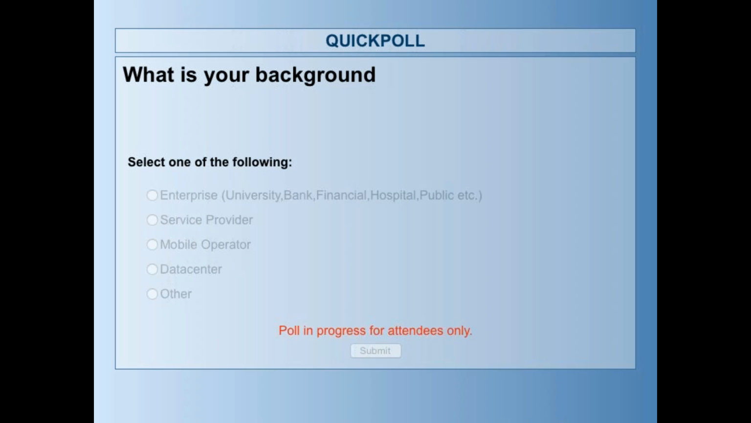By the way, once I finish this vote, there are many comments and questions here, and some of them we will probably go through. It seems there are lots of enterprise guys, and one person is a service provider here. Okay, guys.